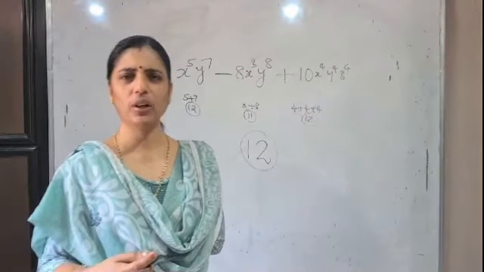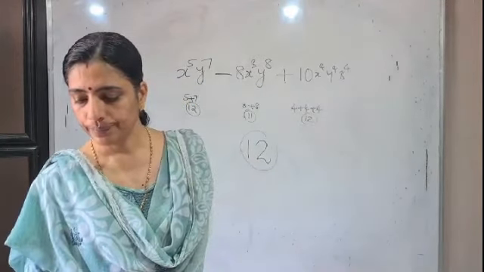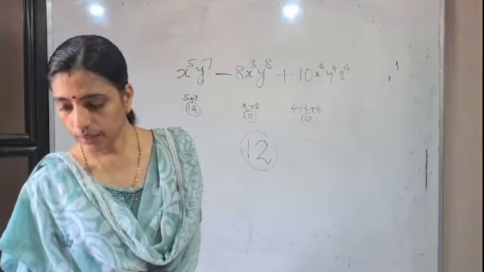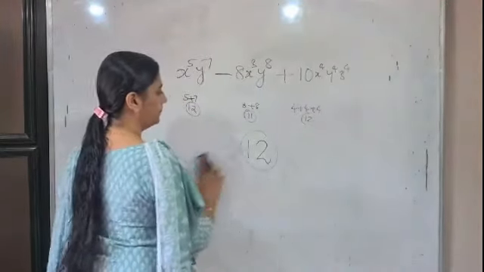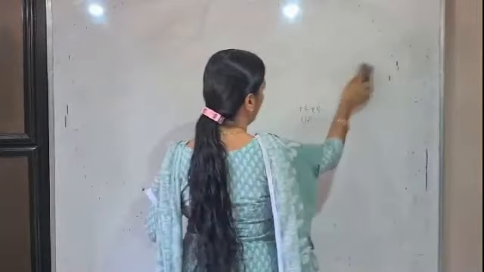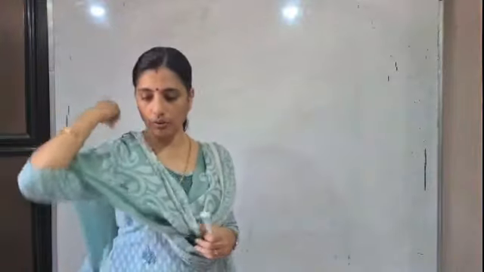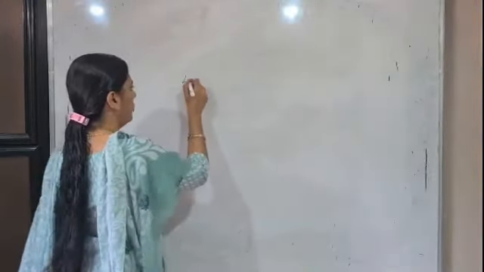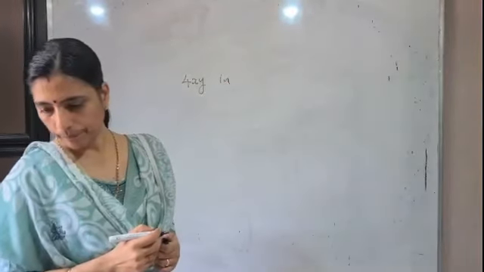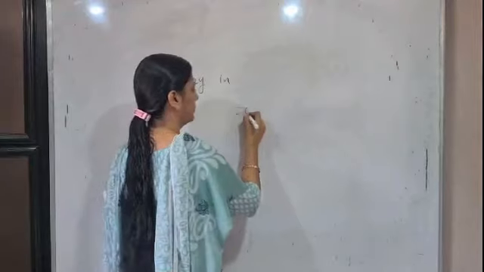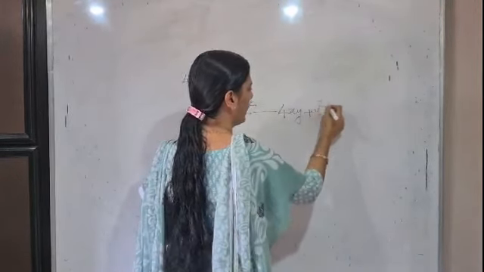Next, about the coefficients also you may have some doubts. So I am doing question number 5, 5th subdivision. All of you take question number 5, 5th subdivision. Write the coefficient of 4xy in x square minus 4xy plus y square.